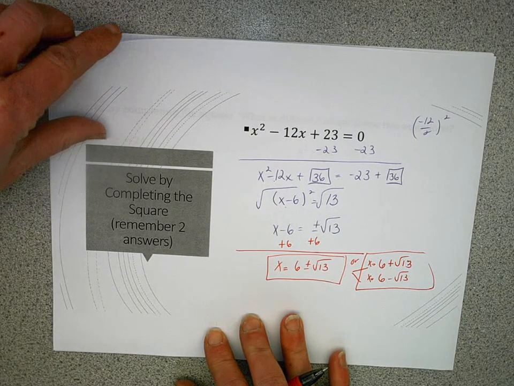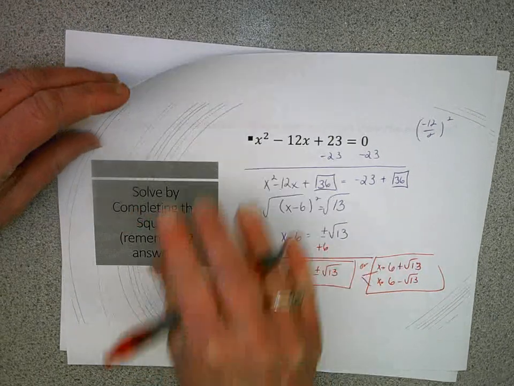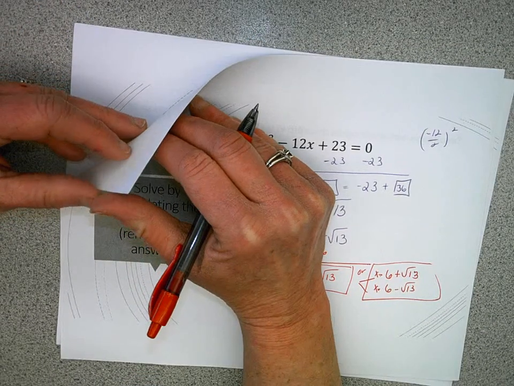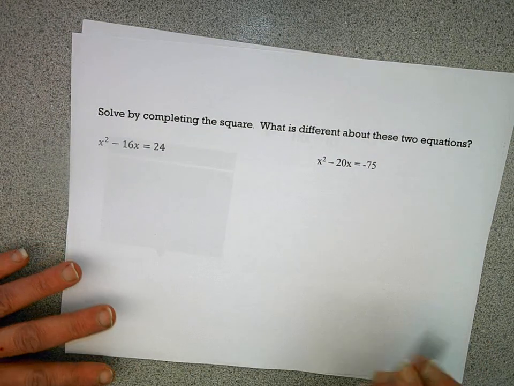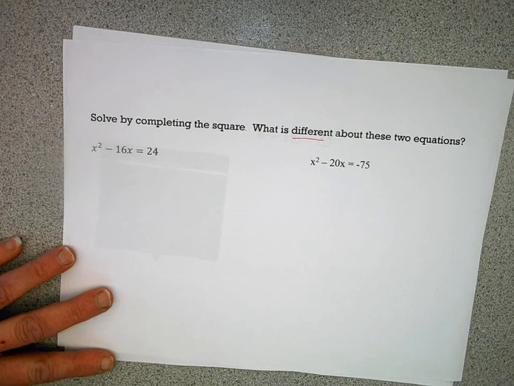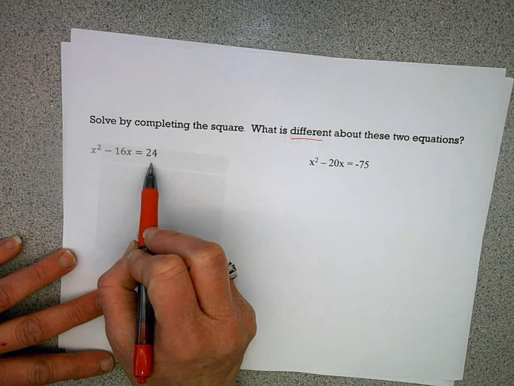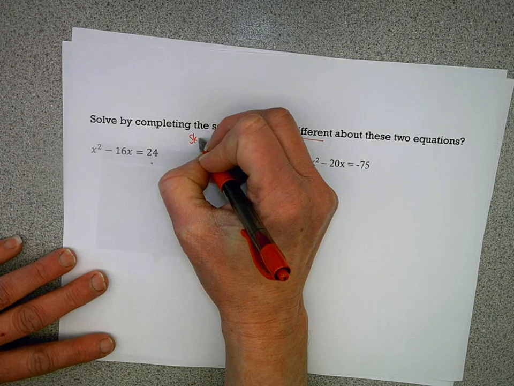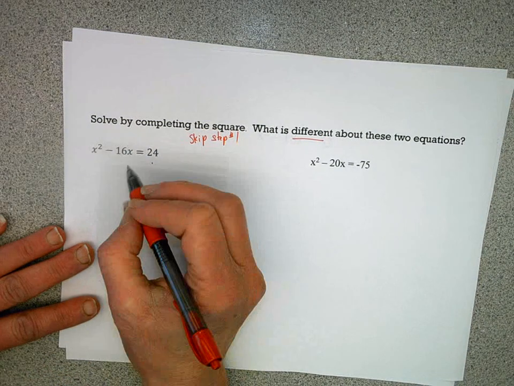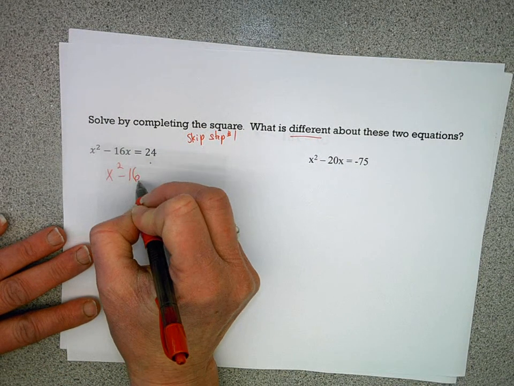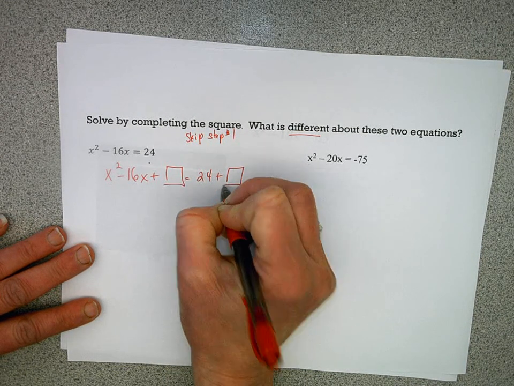Okay, next example on the same page of your notes. Sorry, I can't flip the page. Now this one is different. And what is different? Okay, so if you said that the 24 is already moved over, you're right. So we're going to skip the first step. We don't have to move the C value, it's already over. So we're going to just get on to complete the square. Whatever you do to one side of the equation, you have to do the other.